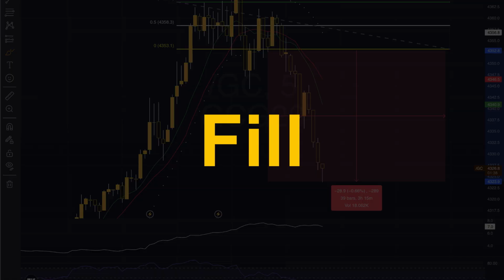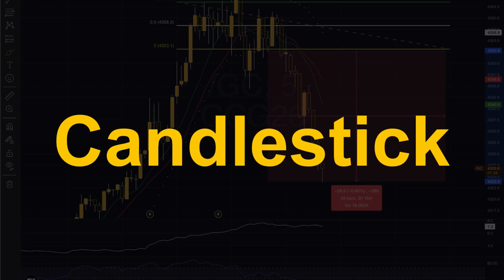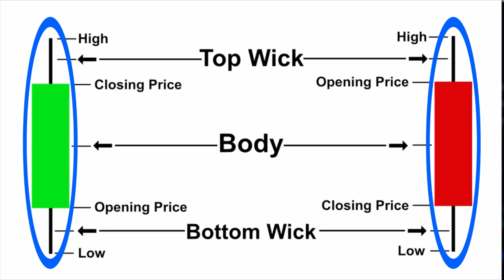Fill. This is the confirmation that your order actually went through. It's the receipt showing you're officially in the market. Candlestick. This is a visual way to see what price did during a certain time, like 5 minutes. It shows where the price started, ended, and how high or low it went.